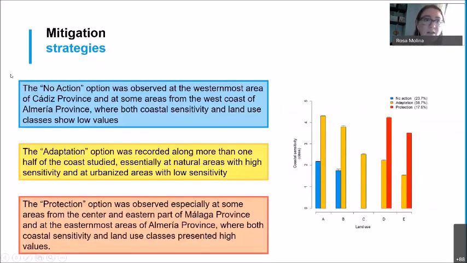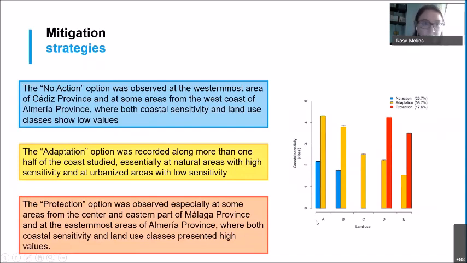The results, the three strategies: the no action option was observed at the westernmost area of Cadiz province and some areas from the west coast of Almería province, where both coastal sensitivity and land use classes show low values.